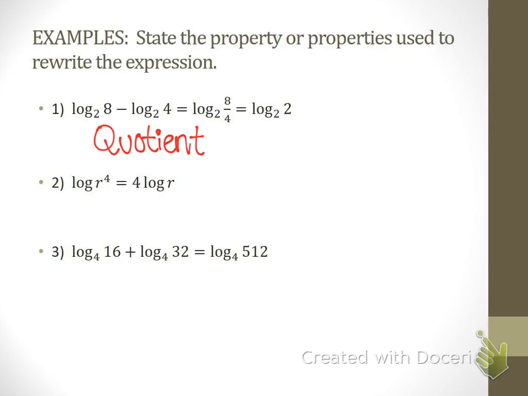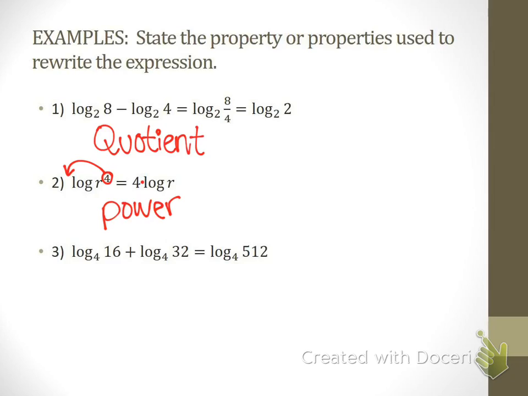On number 2, what property did they illustrate? The power property. They took that exponent and they plopped it out in front of the log. They didn't put a multiplication symbol there, but we kind of assume it when it's written out in front, that there's a little times symbol in there. So that was the power property.